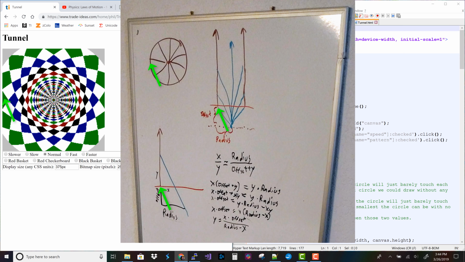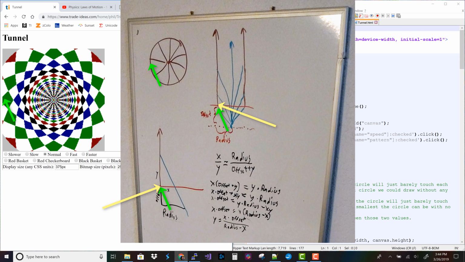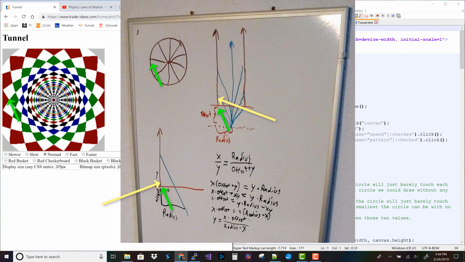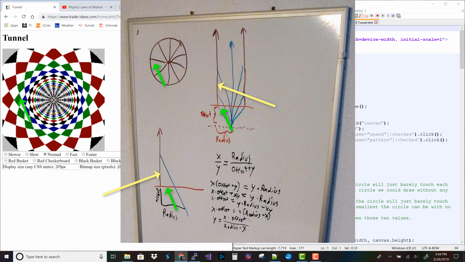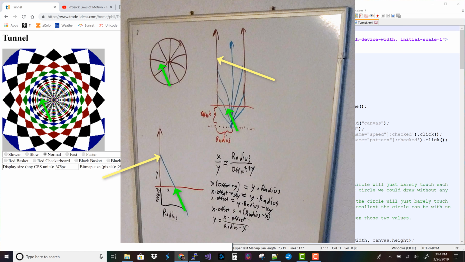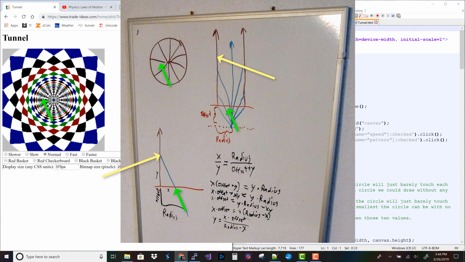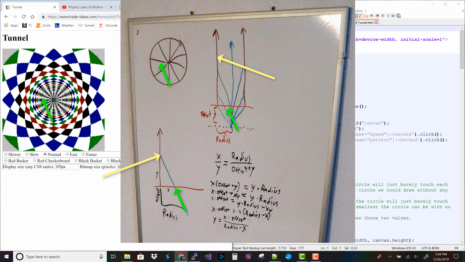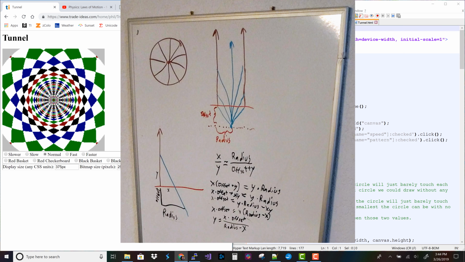For every point on the computer screen, there's a corresponding point in the tunnel. I do some math to do that translation. Then I ask, what's at that exact spot in the tunnel? What color is it? And I draw that color on the screen at the corresponding point.